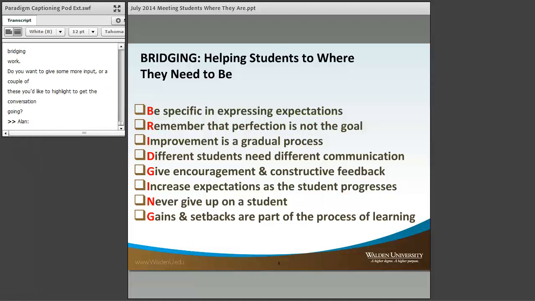This is Alan. Yes, I would like to try to get feedback from the participants on each of these areas. The first one, be specific in expressing expectations. How do we express our expectations to our students?